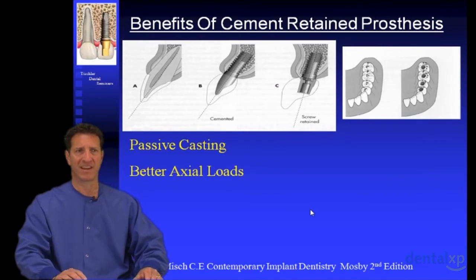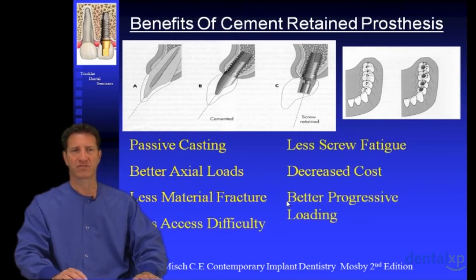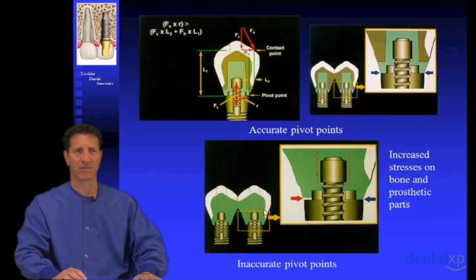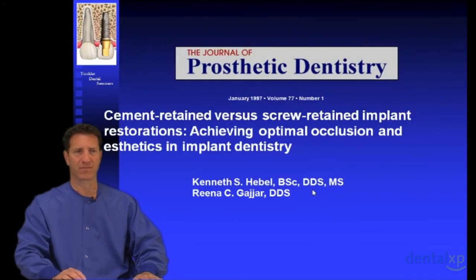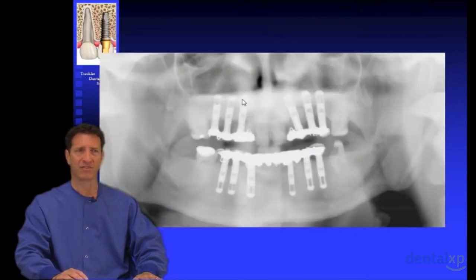When you cement retain, if there's a casting that's not exactly passive, you get less stress, and there are different reasons why cement retain is better, and these are published in the literature. One main reason also is that oftentimes the screw is in the exact position that you want the occlusion to be, and that could be a problem when you're trying to get the ideal occlusion.